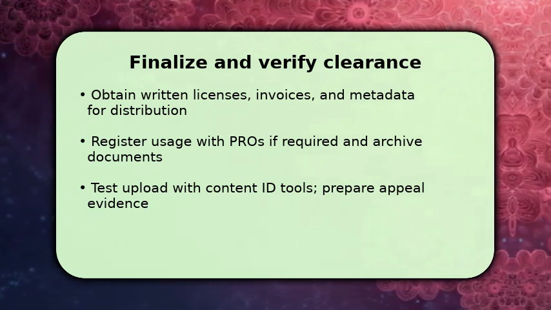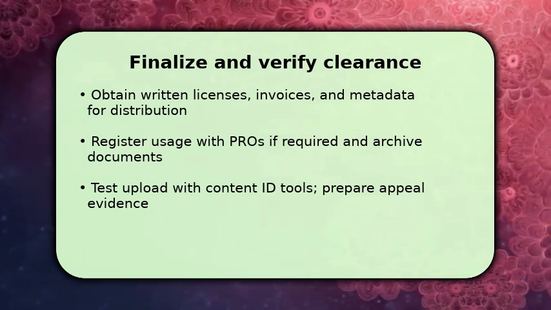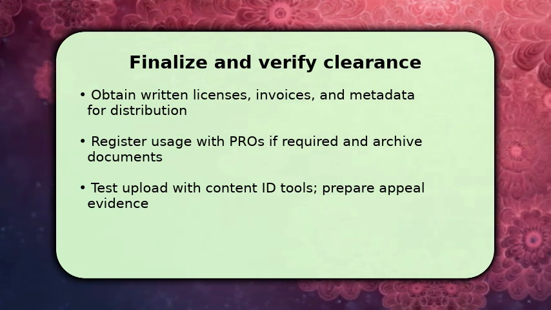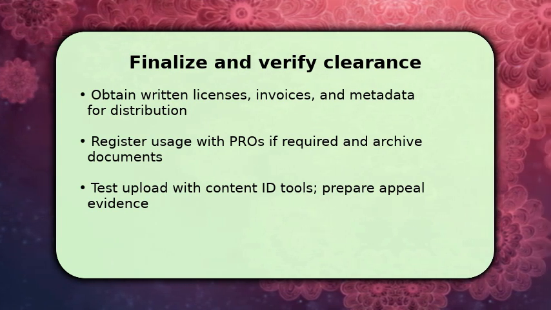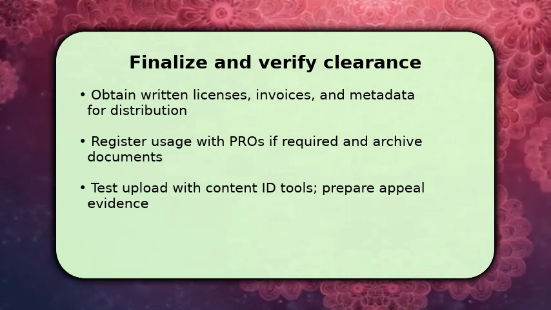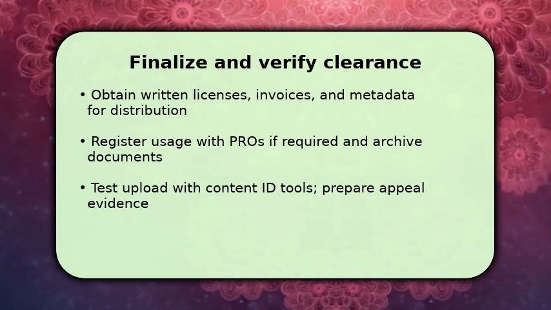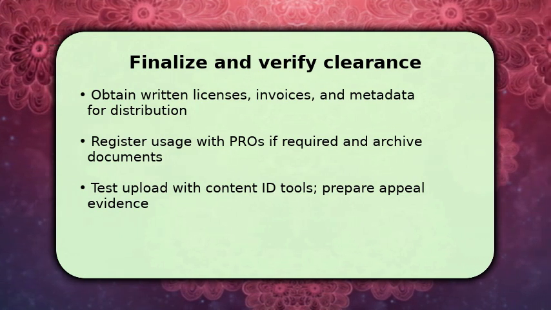Once the file is ready, register the usage with performing rights organizations if applicable, and upload a private test to check content ID or automated takedown systems. If a claim appears, you'll need your written license and metadata to dispute it. One troubleshooting tip: keep a single organized folder with contracts, payment proofs, and communications to resolve disputes fast.